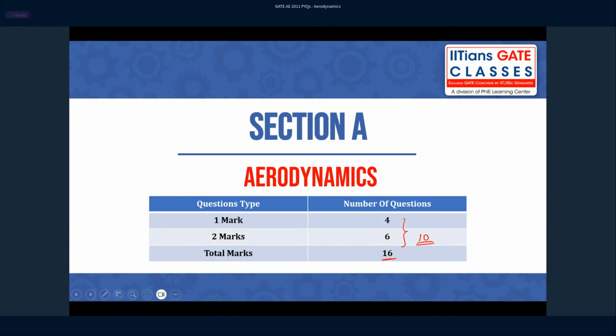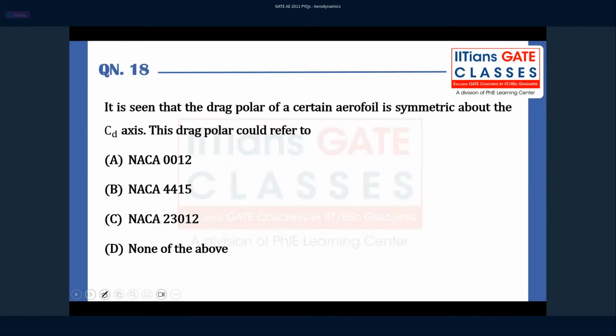Okay, so let's start. So here you can see the first question, which was question number 18 in the GATE 2011 paper. It was a 1 mark question. It was an MCQ. So let's understand this question and try to solve it. It is seen that the drag polar of a certain aerofoil is symmetric about the CD axis. So the drag polar could refer to which of the following airfoils?